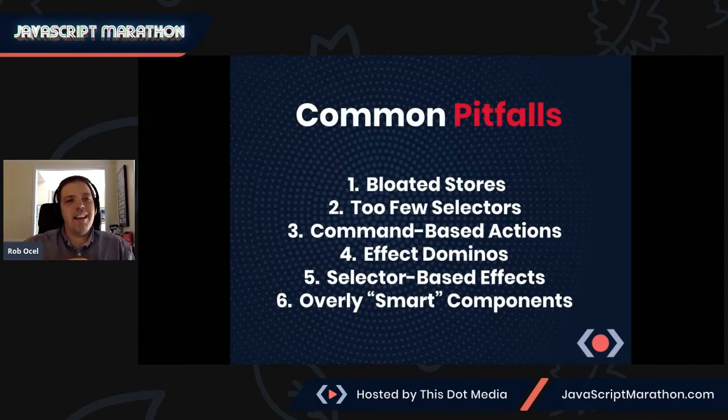The second is too few selectors. People aren't leveraging selectors nearly well enough. This means they tend to pull too much of the store into their components or into their effects. While this may or may not have performance implications, it kind of does, it also creates a situation where it's really hard to unit test some of this stuff because you have access to the entire store. So we're not leveraging selectors nearly well enough, and it might be the case that instead of building selectors, we're storing too much duplicate data in the store.